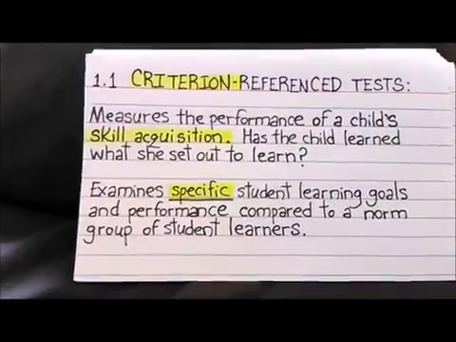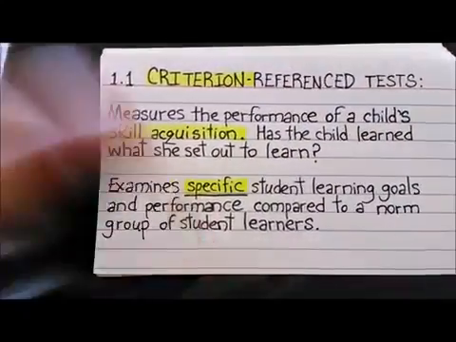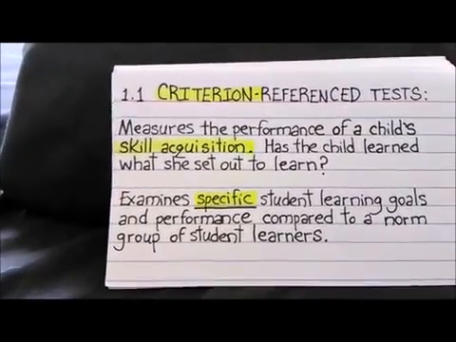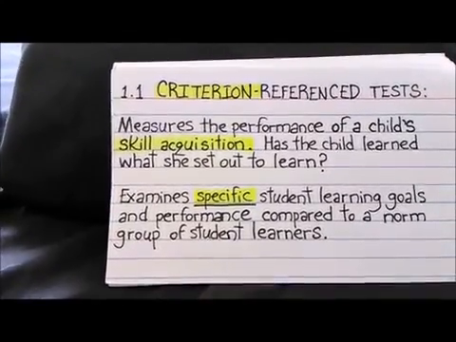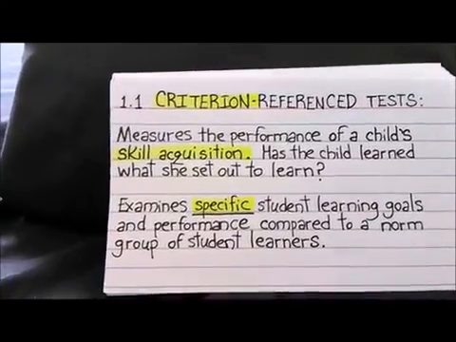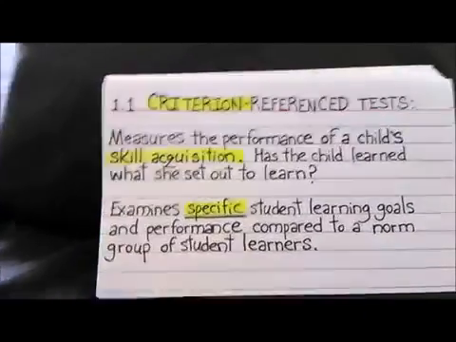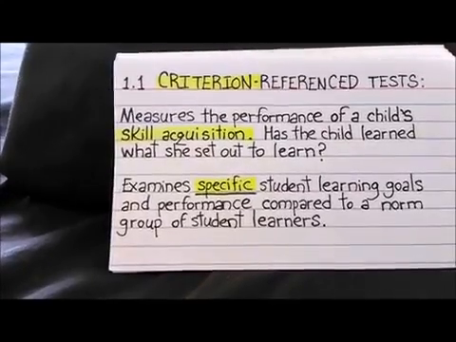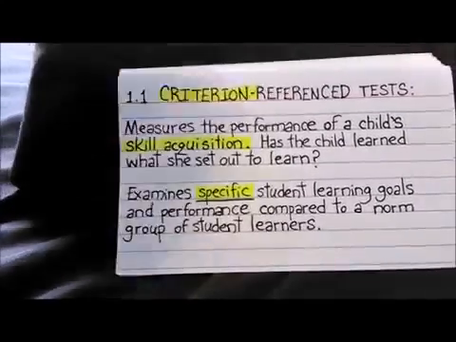And now the criterion referenced test measures the performance of a child's skill acquisition. Has the child learned what she set out to learn? It examines specific student learning goals, and performance compared to a norm group of student learners.